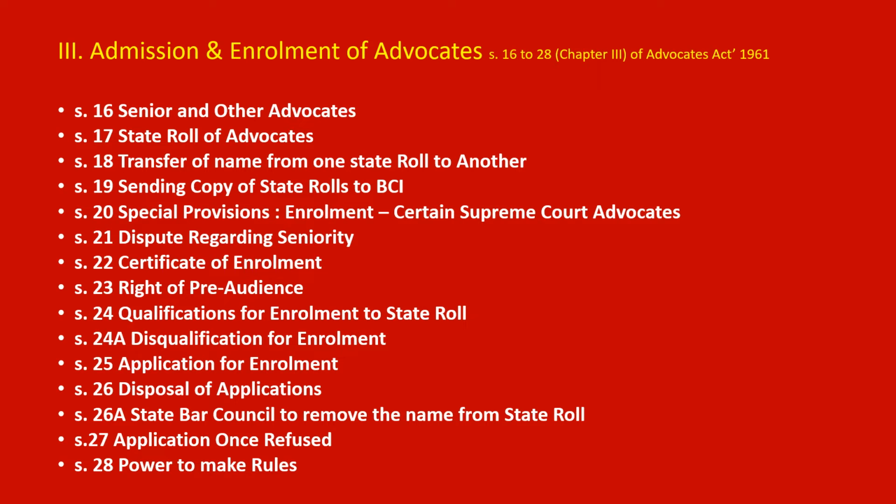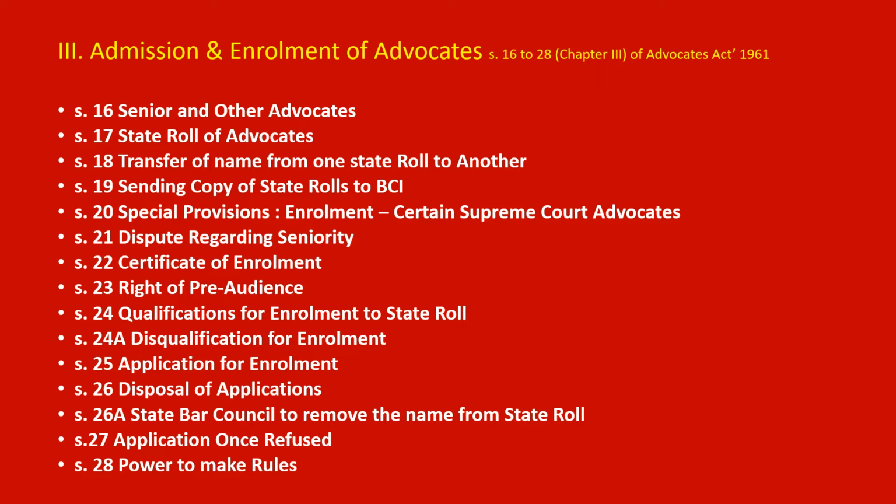Now coming to section 19, it deals with sending copies of state rolls to the BCI. It is an obligation of state bar councils to send copies of the rolls of advocates, prepared for the first time under this Act, and afterwards, whenever there are alterations, to keep sending those copies to the BCI, which is the Bar Council of India. Section 20 talks about special provisions for the enrollment of advocates who are working in the Supreme Court.